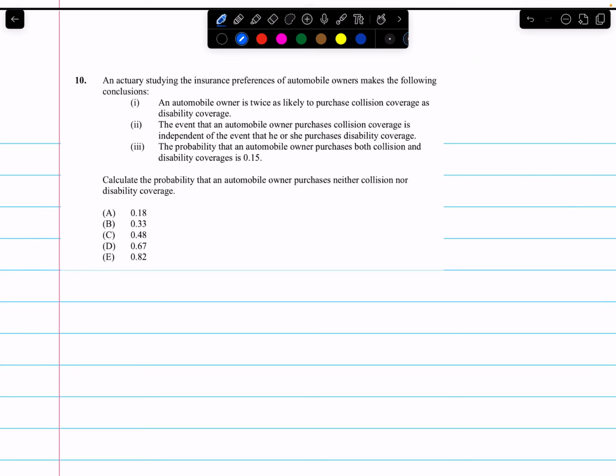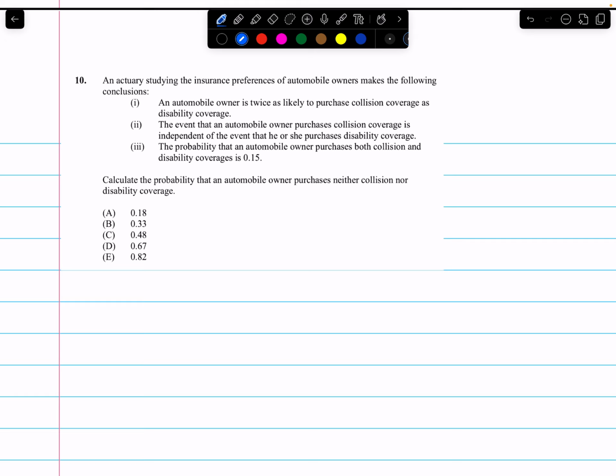Right, let's look at number 10 from our SOA practice P exam problems. I encourage you to try this problem first, hit pause, and then only come back to look at the solution after you've tried it yourself. An actuary studying the insurance preferences of automobile owners makes the following conclusions.